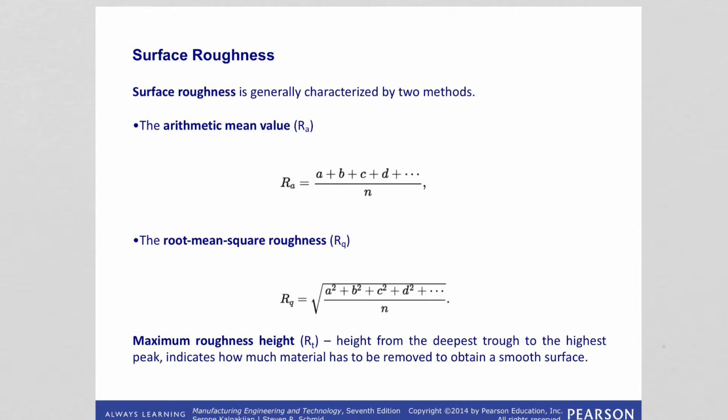Surface roughness is generally characterized by two methods. One is arithmetic mean value, RA. The other is root mean square roughness, RQ. In general, we can say surface roughness is defined as the average of the vertical deviations from the nominal surface over a specified surface length. So there are different ways to take this average, right? So there are two techniques here we are learning.